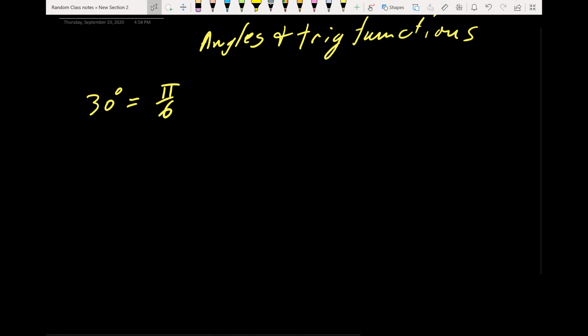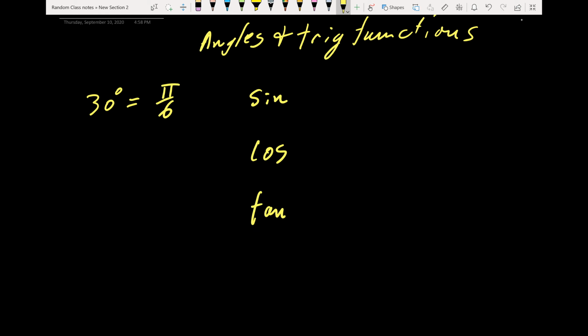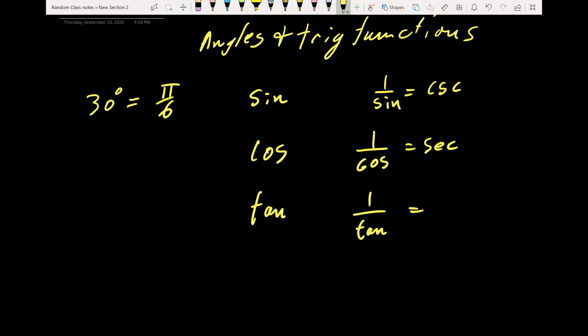So what are the 3 functions that we know so far? Sine, cosine, and tangent, okay? And then the reciprocals of them: 1 over sine, which we call cosecant; 1 over cosine, we call secant; and 1 over tangent. What do we call it? Good, cotangent.